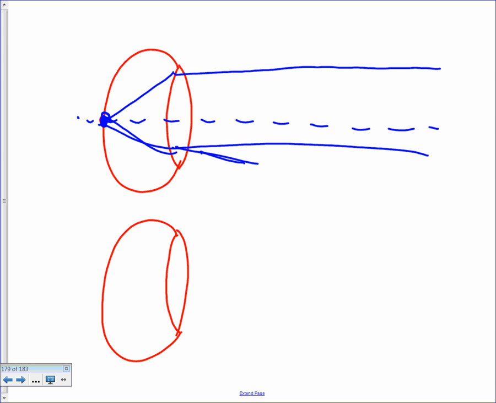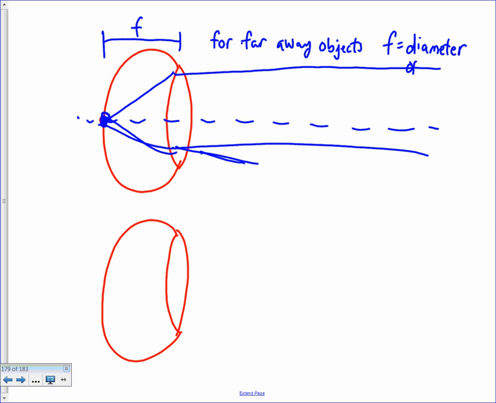All right, so for this eye, the one up top, my focal length is that length, that distance. For something far away, the focal length is the diameter of the eyeball. For faraway objects, the focal length equals the diameter of the eyeball.